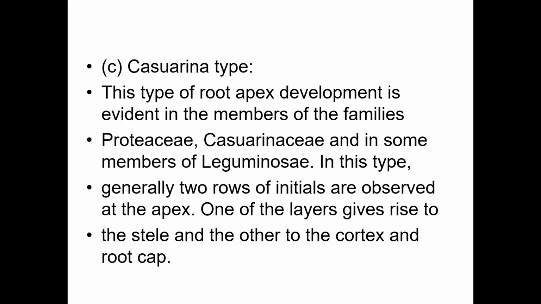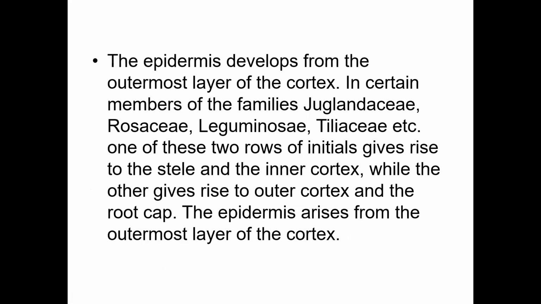In the Casuarina type, generally two rows of initials are observed at the apex. From one layer, the outer cortex, root cap, and epidermis are produced, and from the other initial, the inner cortex and stele are produced.